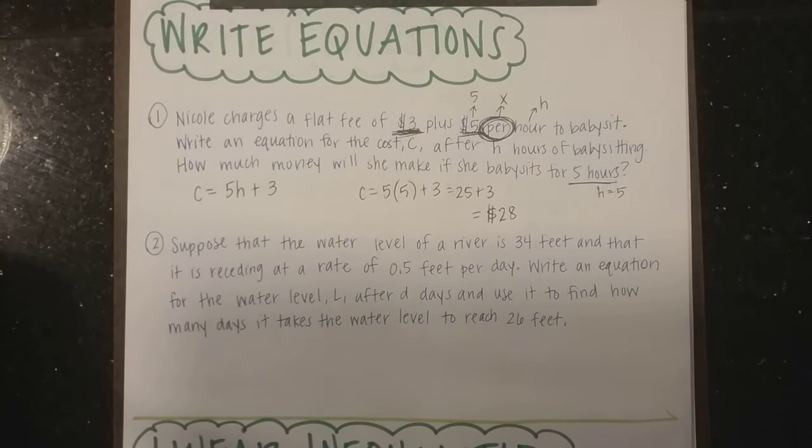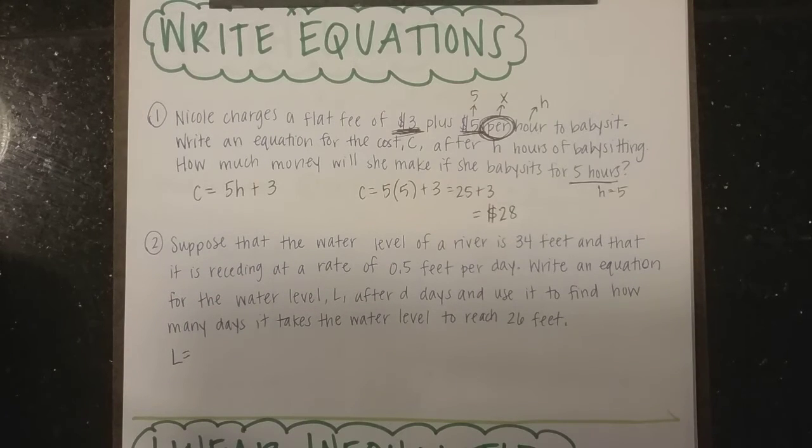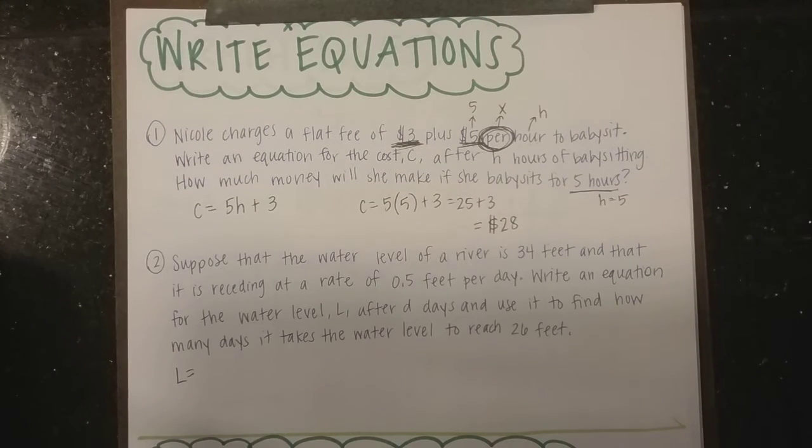All right, and then for number 2, we got: suppose that the water level of a river is 34 feet and that it is receding at a rate of 0.5 feet per day. We want to write an equation for the water level L after D days and use it to find how many days it takes to get the water level to reach 26 feet. So I'm going to have an equation that says L equals, and I've got to look for that constant, the one that's not changing, and then the one that is.